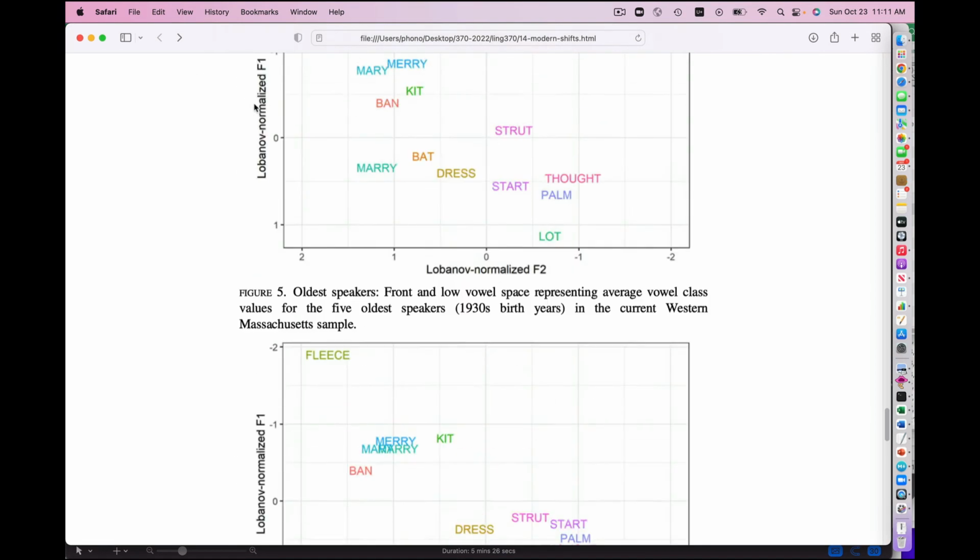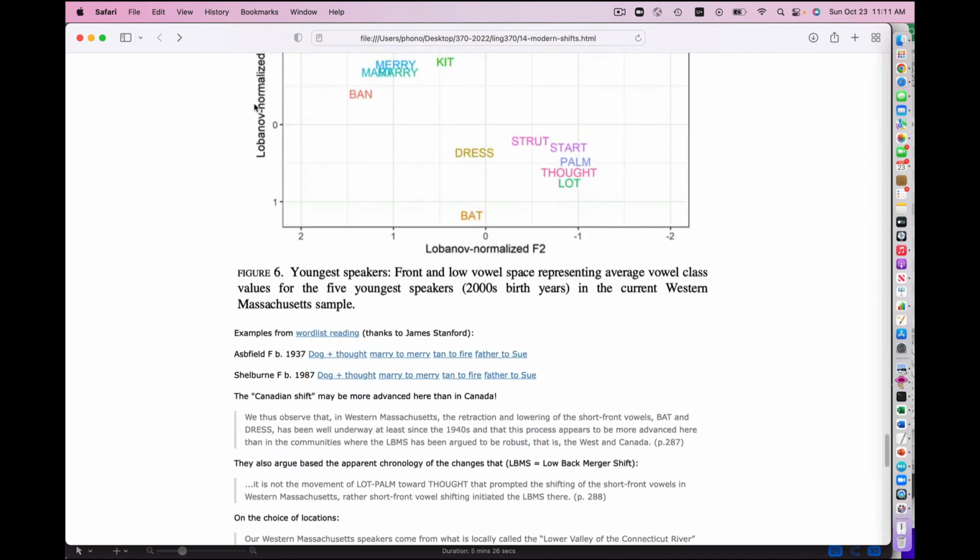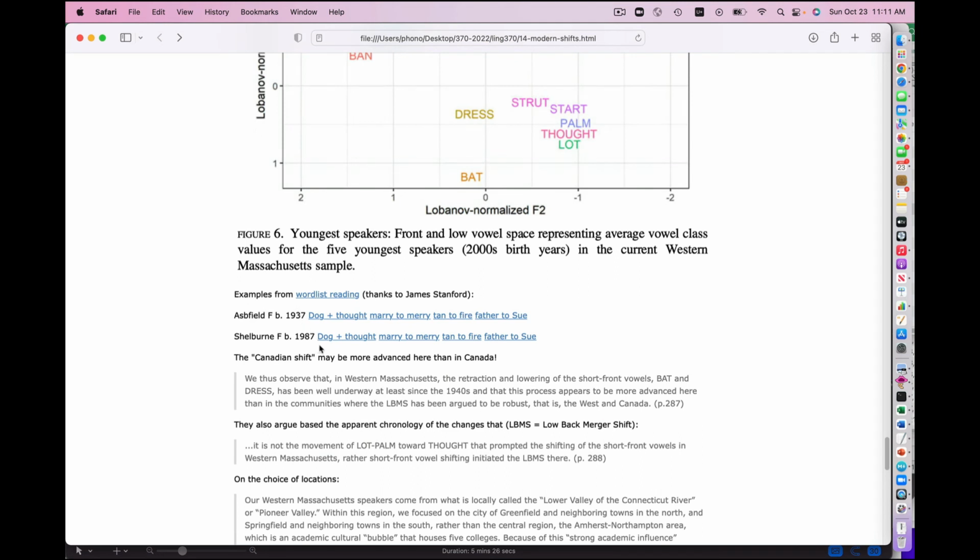This second speaker is born 50 years later in a town not too far away. So the first speaker is from Ashfield. The second speaker was born in Shelburne.